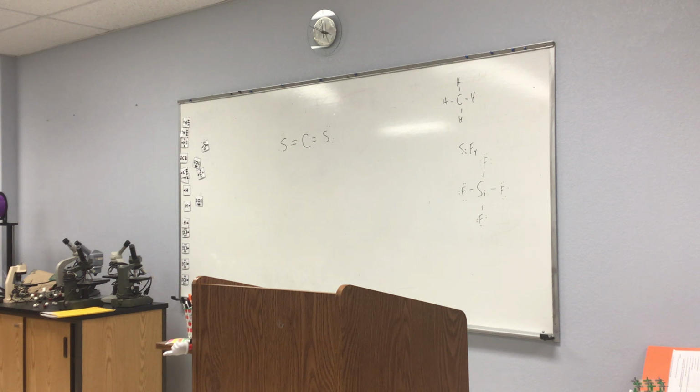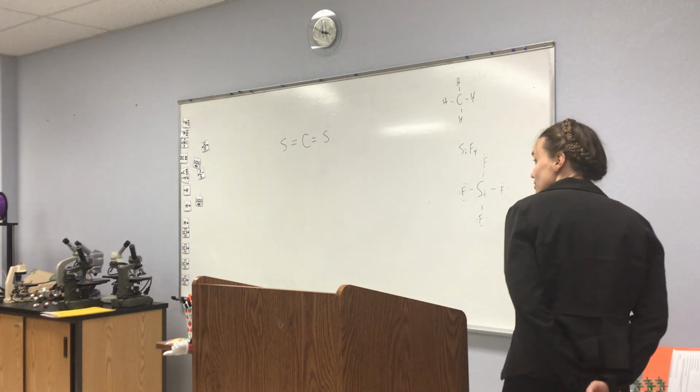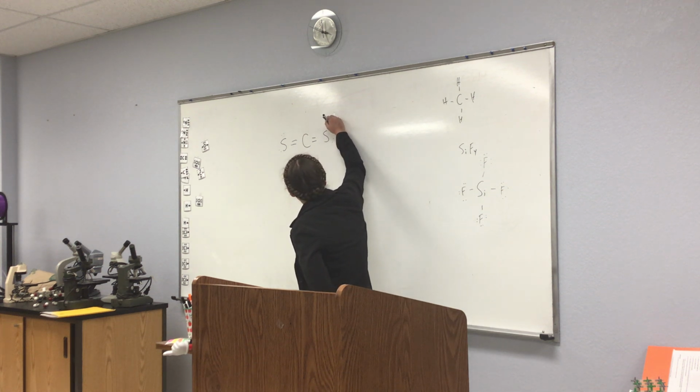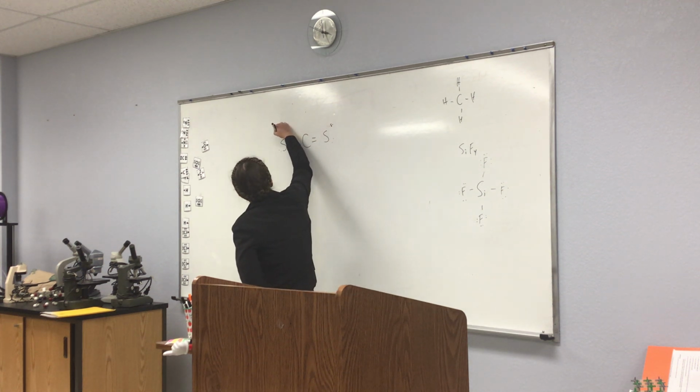Carbon has an electronegativity of 2.55. Sulfur is 2.58. Sulfur is pulling a little bit more on the electron. That's really close. But that does make each sulfur a little tiny bit negative.